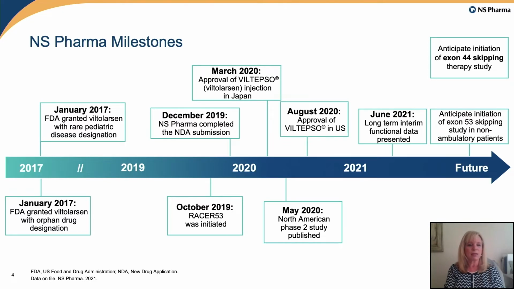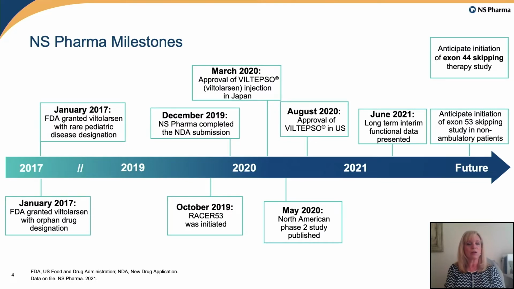Importantly, in October 2019, we started RACER 53, which, as I said, is the Phase 3 global trial for Viltepso. In December 2019, we completed the new drug application submission to the FDA, which led to the approval of Viltepso in August of 2020. So just under a year ago, this product was approved in the US.